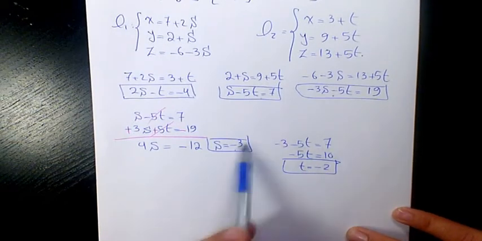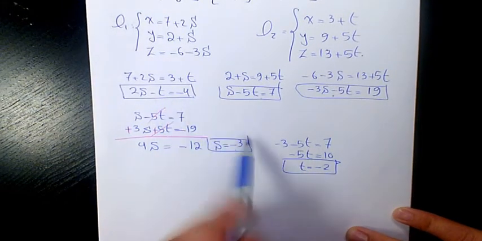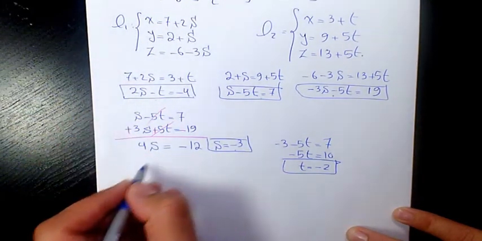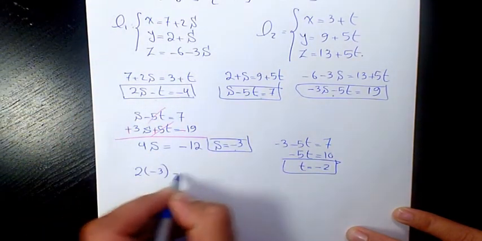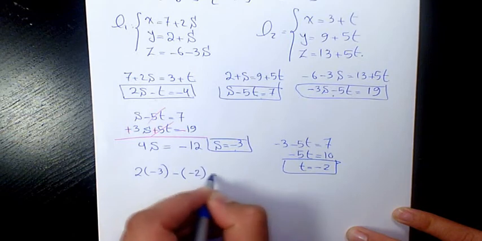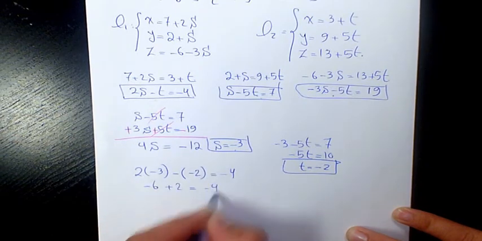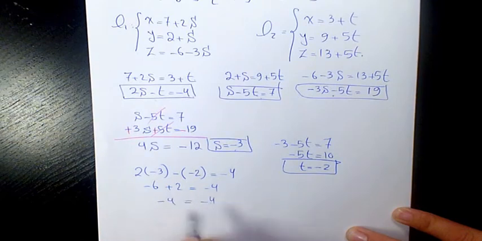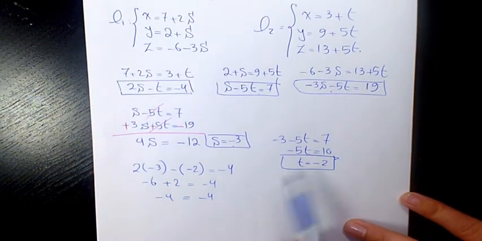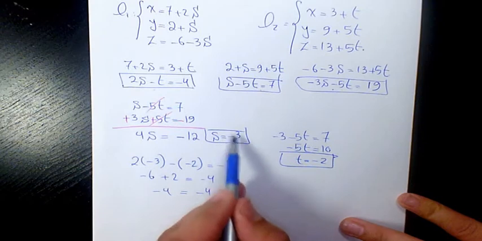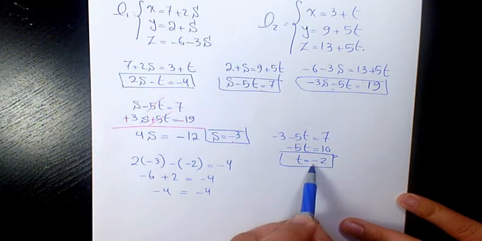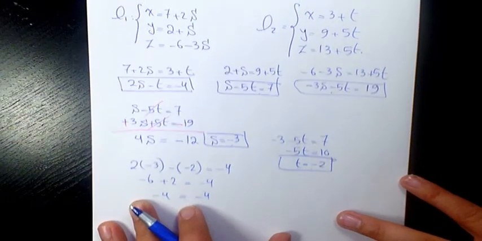Now we need to sub it into the first one and see if it's valid or not. So we're going to say 2 times negative 3 minus t, which is negative 2, equals negative 4. So we have negative 6 plus 2. Yeah, that works. So both of them work and they intersect when s is negative 3 and t is negative 2. When you sub it there, we can find out the point of intersection.